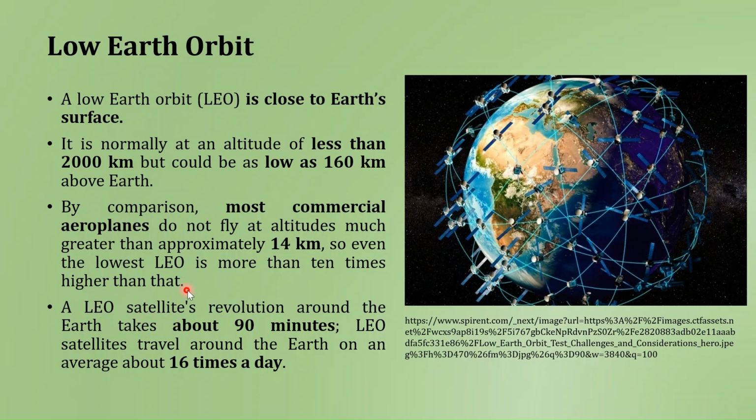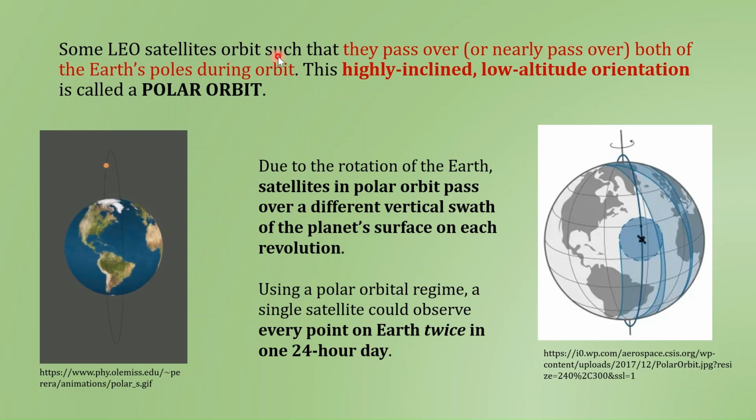A satellite in low Earth orbit takes about 90 minutes for one complete revolution. Thus, the satellite travels around the Earth on average about 16 times a day. So these low Earth orbits may have different inclination planes depending upon for which area and for what purpose the satellite has been launched. Within the low Earth orbit, when the inclination is 90 degree, it means the satellite will be passing over both the poles. That particular orbit is referred to as the polar orbit.